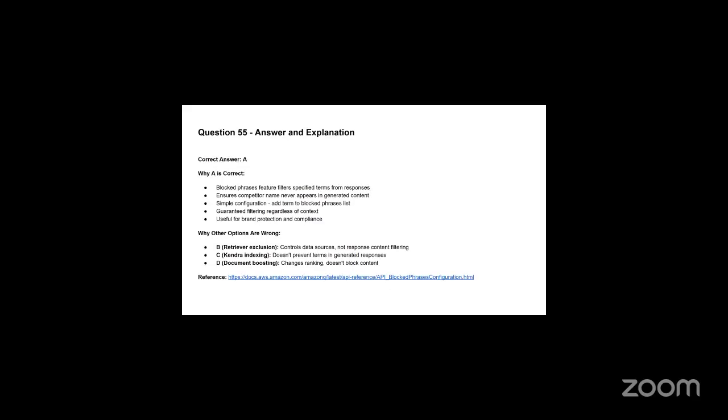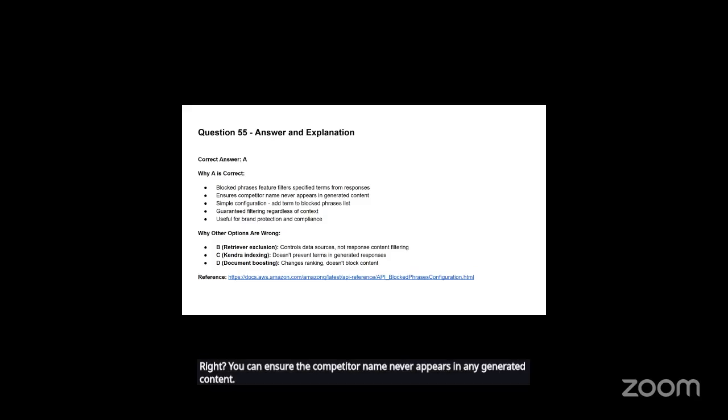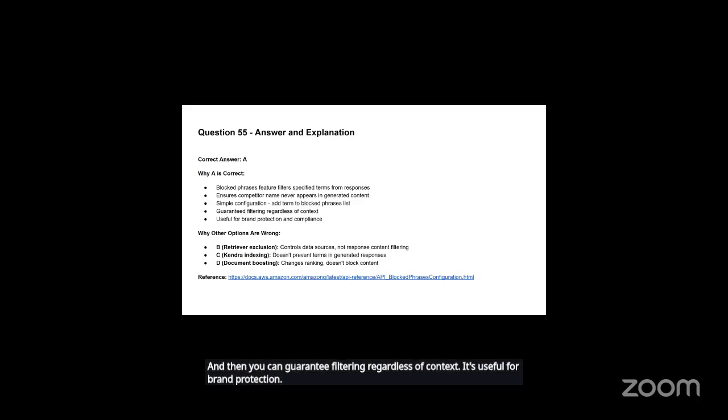A, blocked phrases. So the blocked phrases feature filters specified terms from responses. You can ensure the competitor name never appears in any generated content. It's a simple configuration. You can add the term to a list of blocked phrases, and then you can guarantee filtering regardless of context. It's useful for brand protection and compliance.